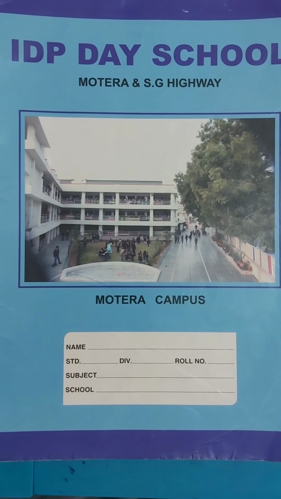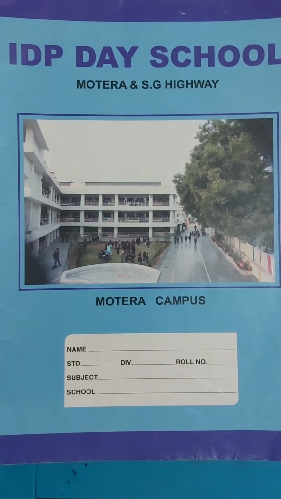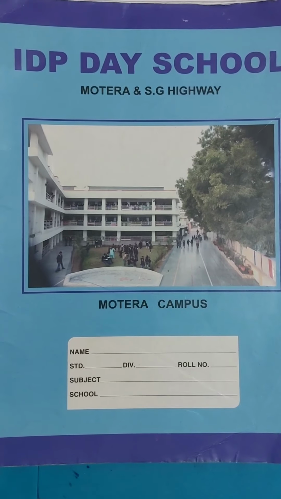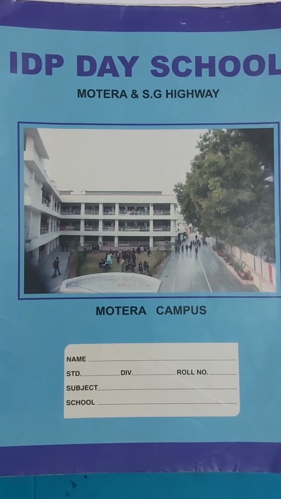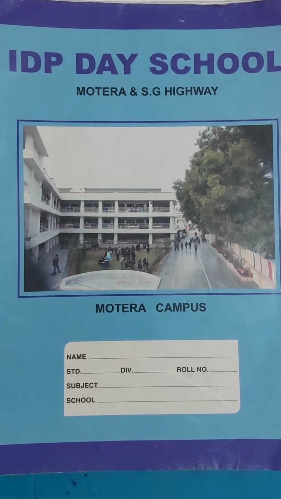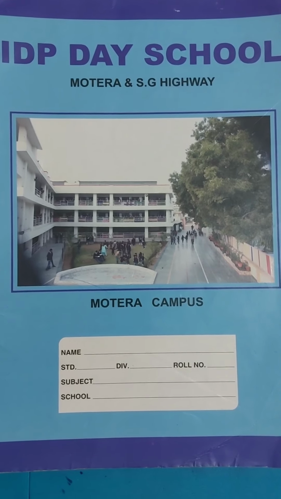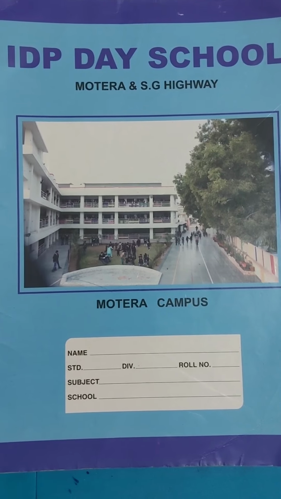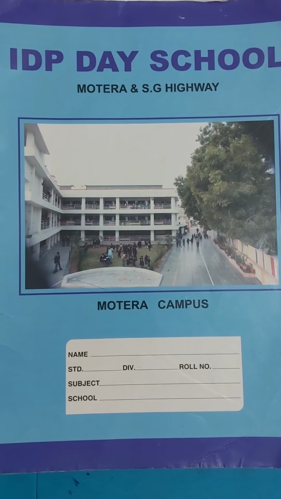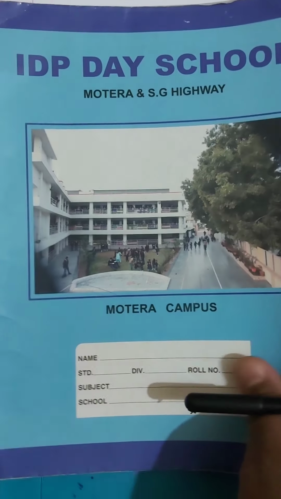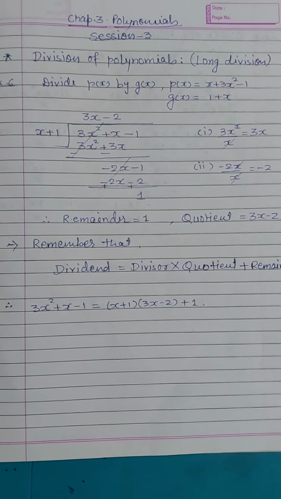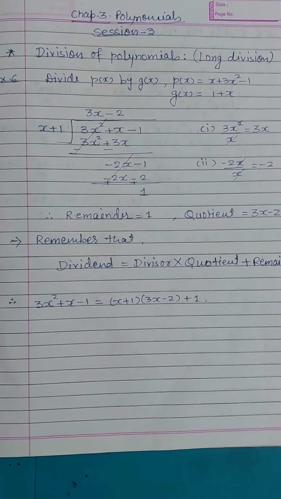Good morning, students. This is our session 3 of chapter 2, polynomials. In the last session, session 2, we have seen what the zeros of a polynomial are, as well as how we can obtain the zeros of the polynomial. In this session 3, we are going to divide polynomials.